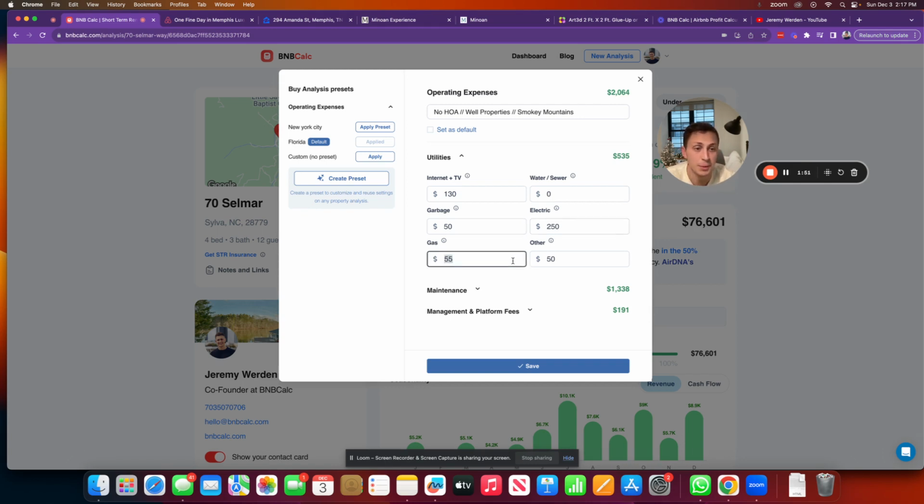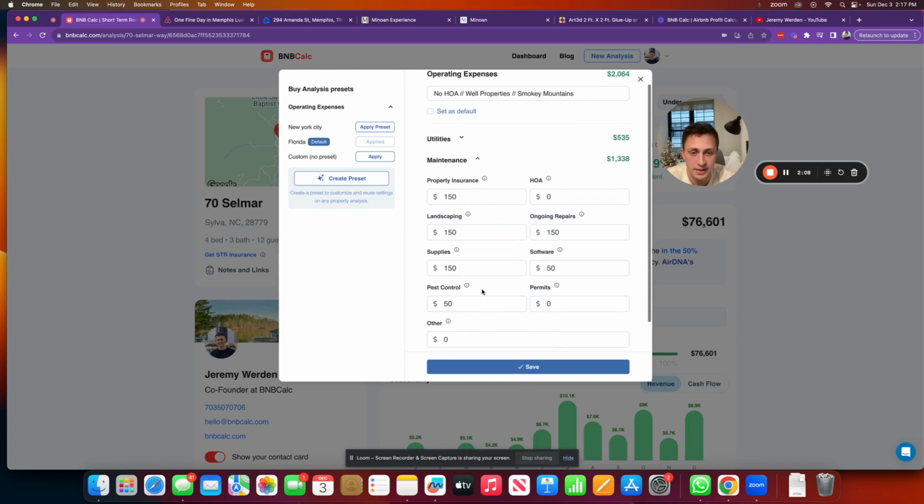Gas, obviously, is going to depend. Does your property use gas or just electric? I'm going to keep in gas. However, I would obviously change it on a case-by-case basis based off property information, and I'm going to keep some other information. So now I have this info.